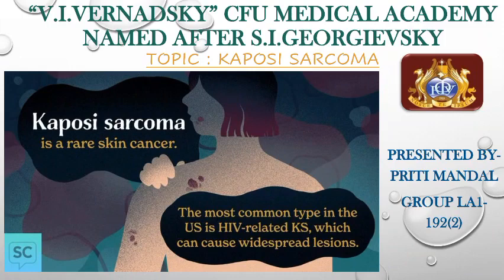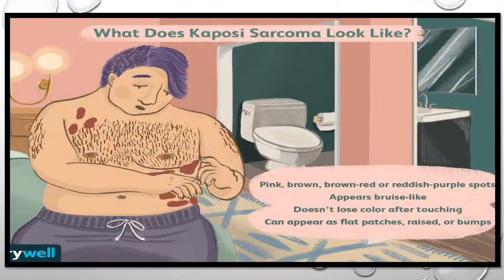So before discussing what Kaposi sarcoma is, what does Kaposi sarcoma look like? It is generally pink, brown, reddish-purple spots which appear as patches, raised areas or bumps.